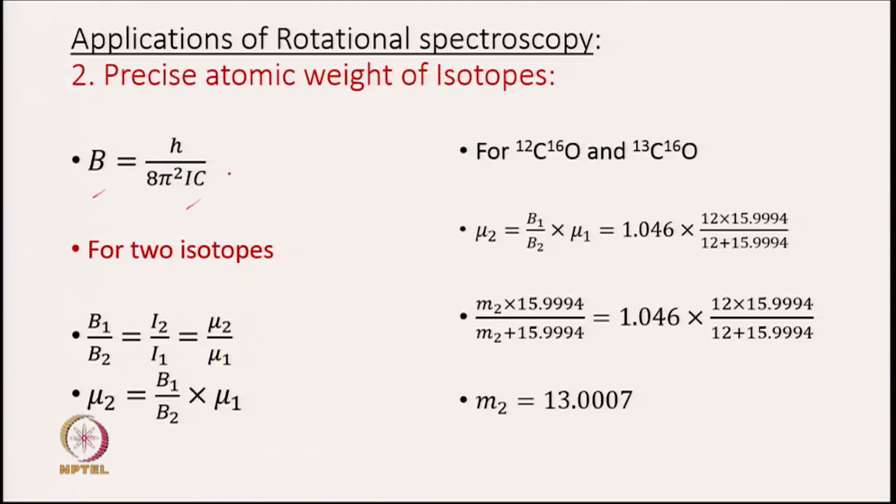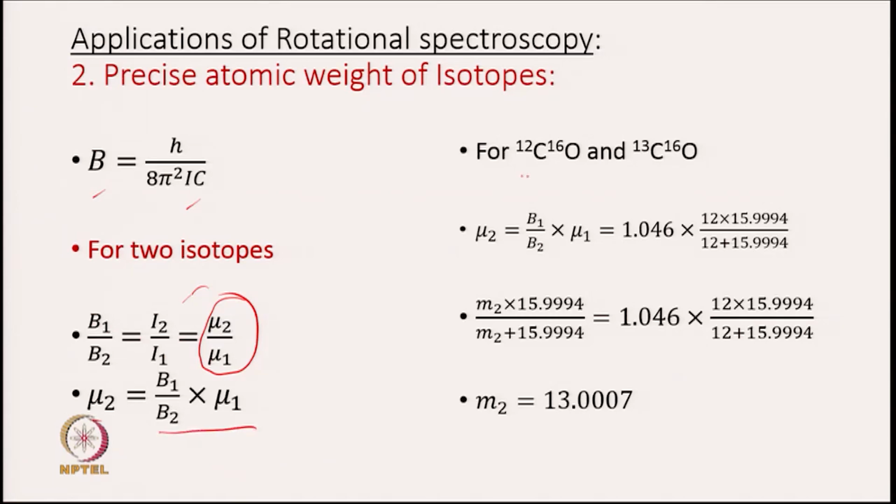B value, we know that it is inversely proportional to I. So if you take two isotopes, for example 12C and 13C, then B1 by B2 is going to be I2 by I1, and since I is mu R square, and if we assume that the bond length does not change when I change 12C to 13C in CO, then you can simply write I2 by I1 is equal to mu2 by mu1. B is basically inversely proportional to reduced mass. So the reduced mass of the second component can be calculated simply by B1 by B2 into mu1.